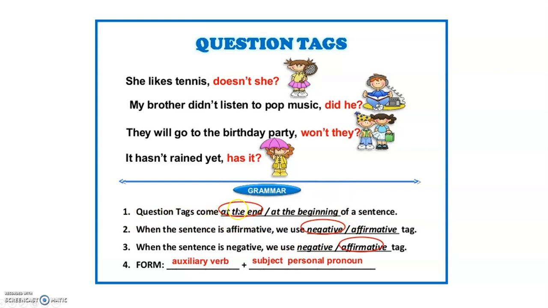So you must know where the question tag comes: at the end, not at the beginning. Those at the beginning are called statements. But this is the question tag. It comes at the end when the statement is affirmative.